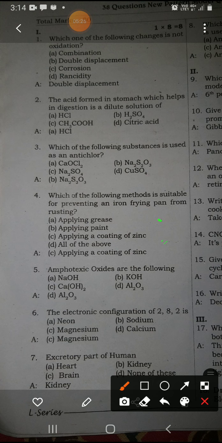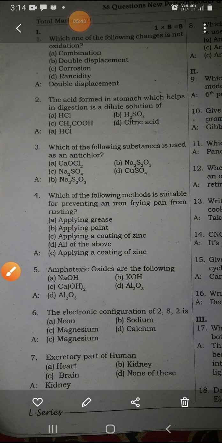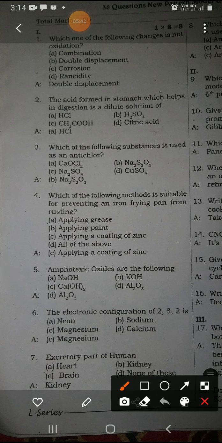So applying the coating of zinc, yes, this will be the right answer. And then all of the above, it is also wrong. So first and second are the wrong answers, third one is right, and fourth is also wrong. So the right answer will be applying a coating of zinc, right?